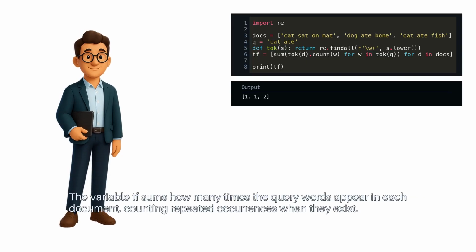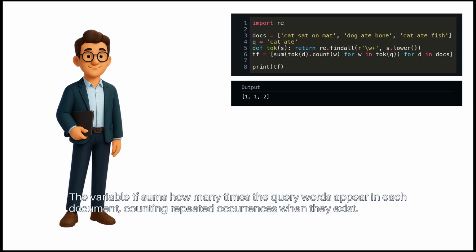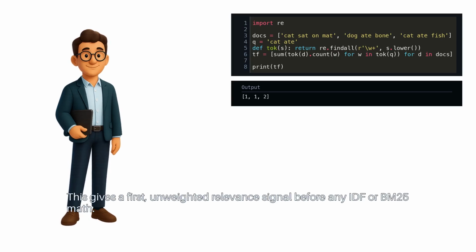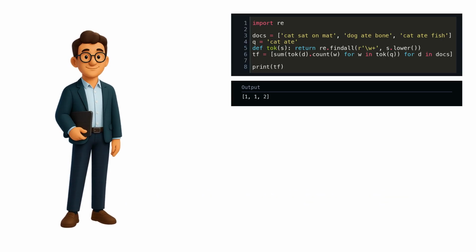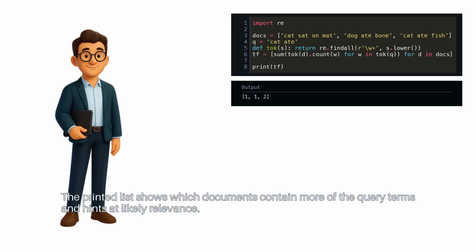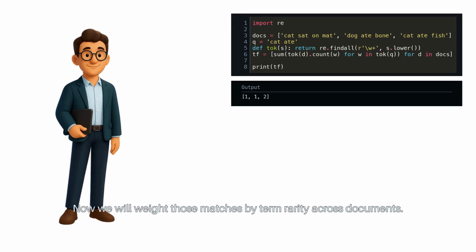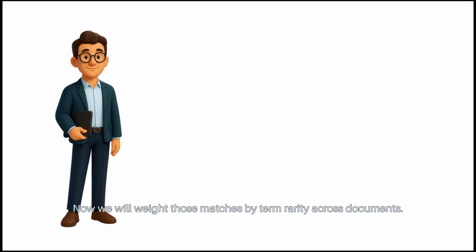The variable tf sums how many times the query words appear in each document, counting repeated occurrences when they exist. This gives a first, unweighted relevance signal before any IDF or BM25 math. The printed list shows which documents contain more of the query terms and hints at likely relevance. Now we will weight those matches by term rarity across documents.